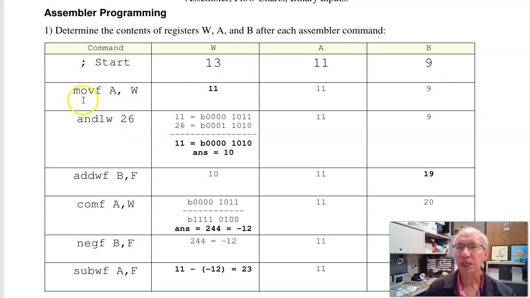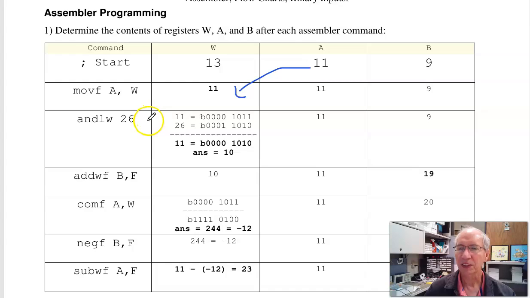The first instruction, MOVF, is a read instruction. It reads the contents of A and moves it to W. So the number 11 goes to W, A and B stay unchanged. Next I'll do AND literal 26. This takes the contents of W and ANDs it with 26. So W is 11, and in binary, that's 0000 1011.